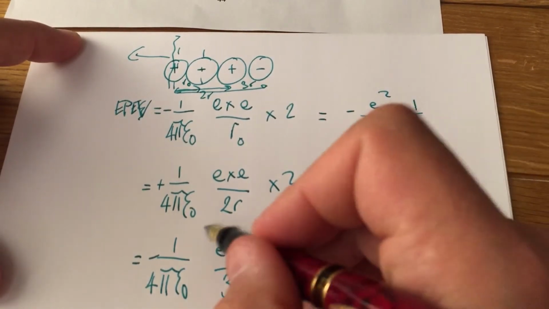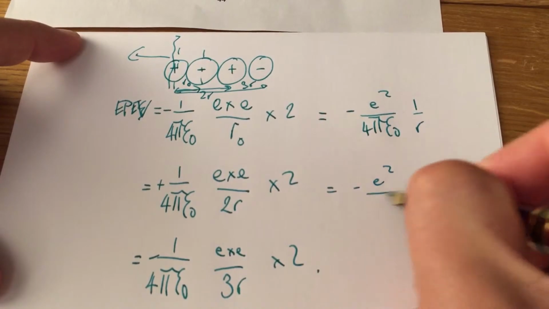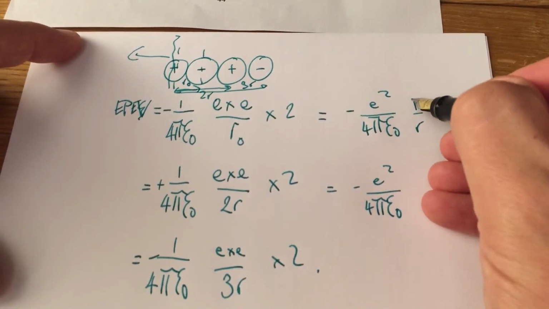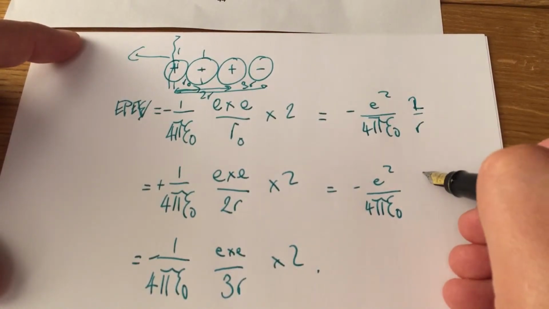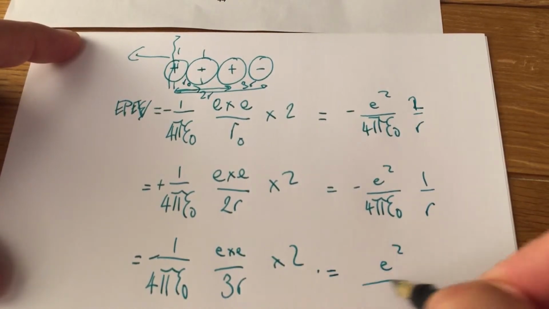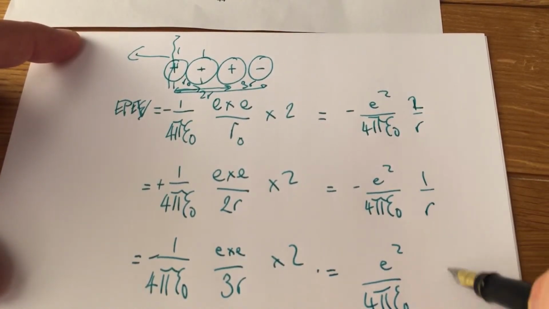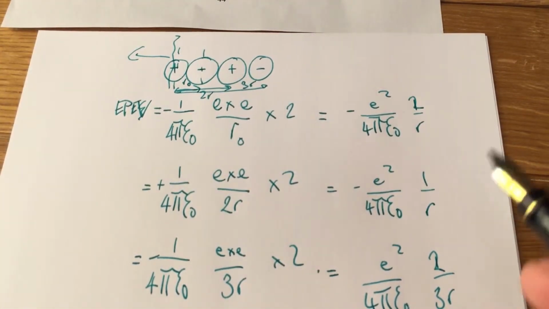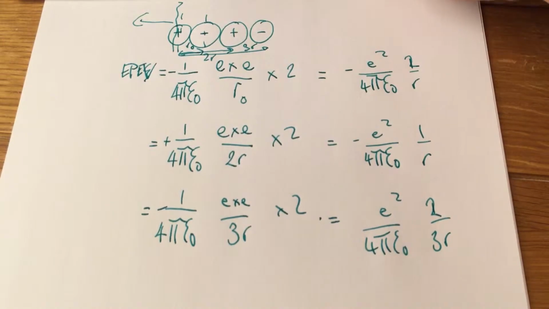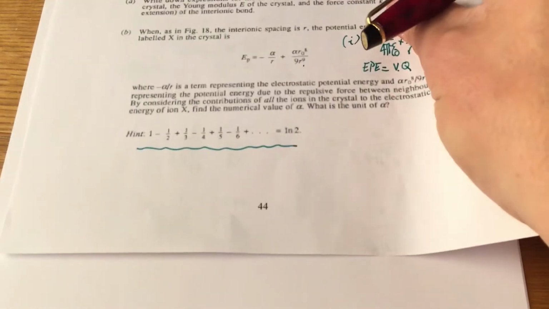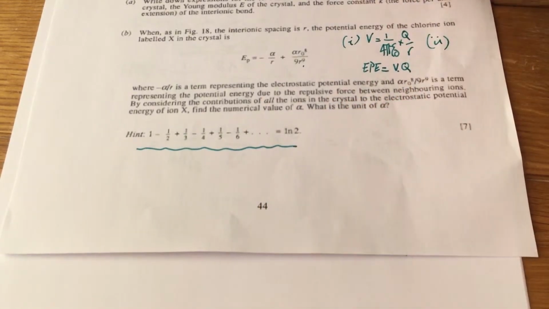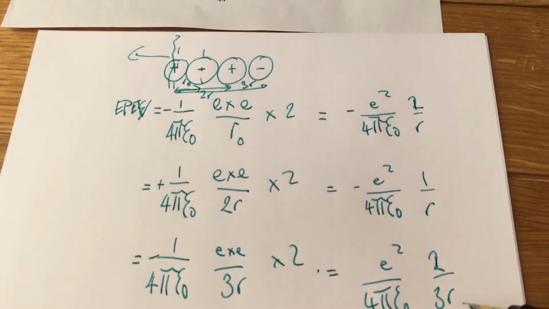What do we have here? This is e squared over 4 pi e0. Sorry, that's 2 over r, isn't it? 2 over r, 1 over r, e squared over 4 pi e0, 2 over 3r, etc., etc., as we go out. Now, this is where we start to link in this idea of the ln2, because as you see, what we're doing is we're coming along here, we just need to put it into those terms.